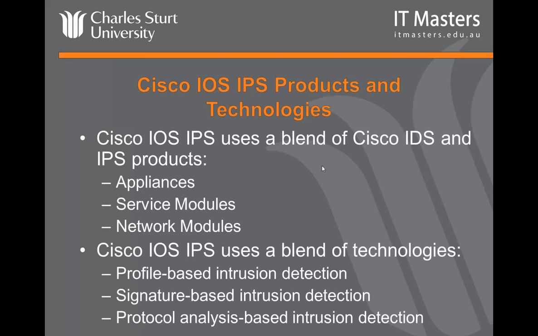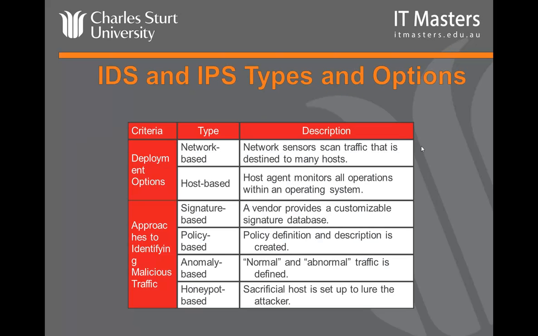Okay, so moving to the next slide, let's have a look. IDS and IPS types and options. So we've pretty much spoken about these, but this is just in a nice pretty table. So we've got our deployment options. Oh, that first column didn't turn out very well, did it? So we've got our deployment options, that is the first criteria, and approaches to identifying malicious traffic is our second criteria. So if we just look at the deployment options for a start, we can go network-based or host-based.